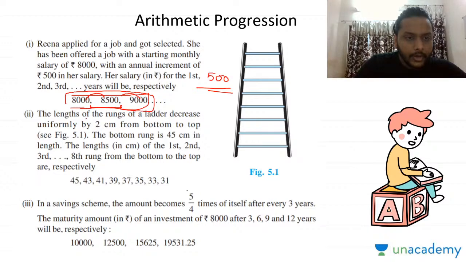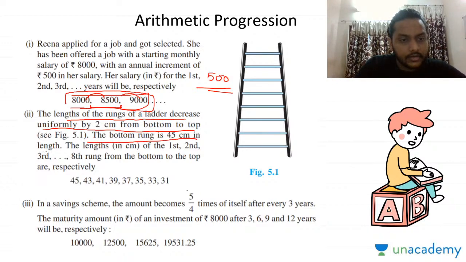Now if I'm talking about the second one, here, if you see, the lengths of the rungs of a ladder decrease uniformly by 2 centimeters from bottom to the top. The bottom rung is 45 centimeters in length. The lengths of the first, second, third, fourth, fifth and eighth rung from the bottom to the top are?